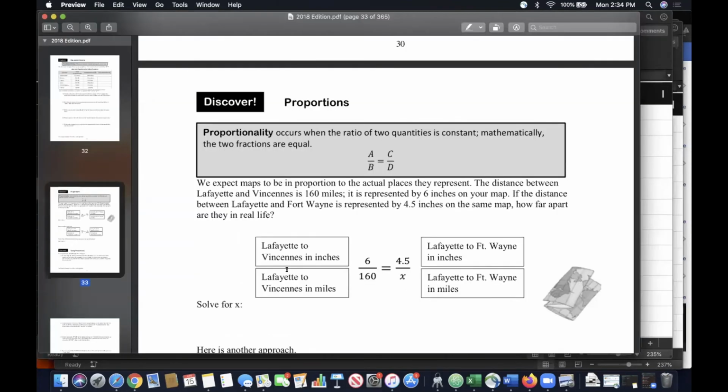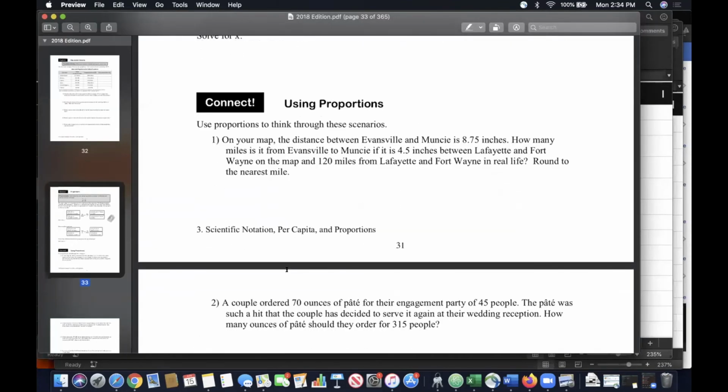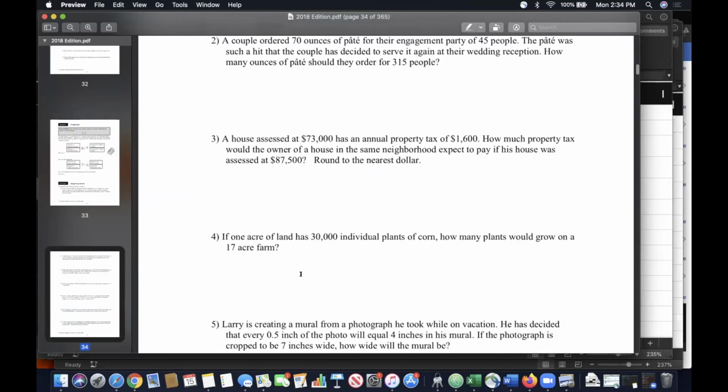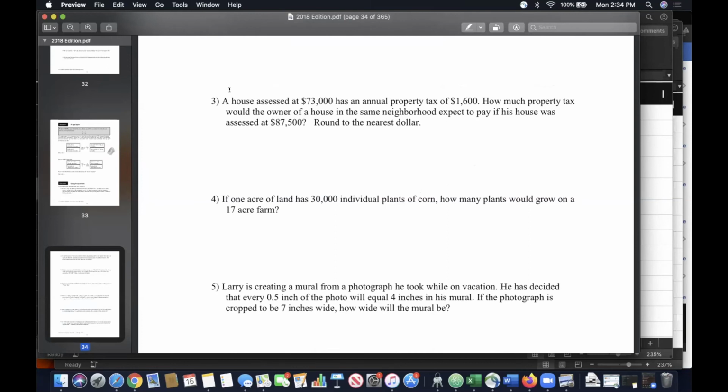So let me give you an example here. I'm not going to start with this map question because, for God's sakes, nobody's using maps nowadays. Let's use the house assessment. Number 3 here, a house assessed at $73,000 has a property tax of $1,600. How much property tax would the owner of a house expect to pay if his house was assessed at $87,500?